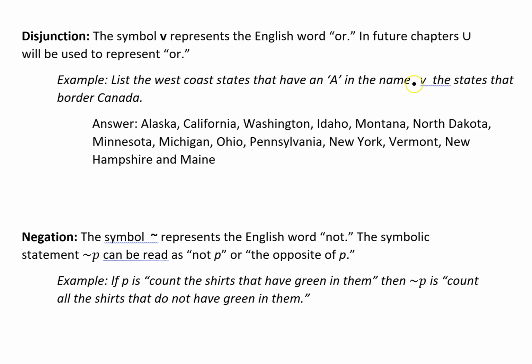or the states that border Canada. So all of the West Coast states that have an A in the name we knew were Alaska, California, and Washington. And then it says, or the states that border Canada. Well, we already know Washington and Alaska border Canada, but there's many others, and those are Idaho, Montana, North Dakota, Minnesota, Michigan, Ohio, Pennsylvania, New York, Vermont, New Hampshire, and Maine. And yes, I had to look at a map to figure that out.